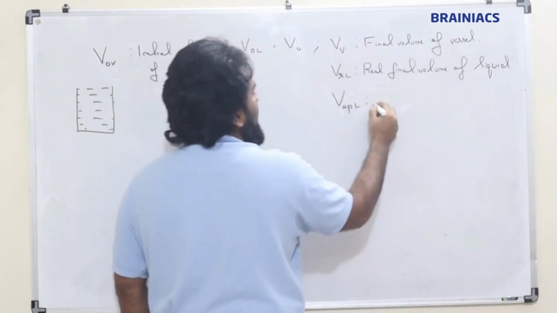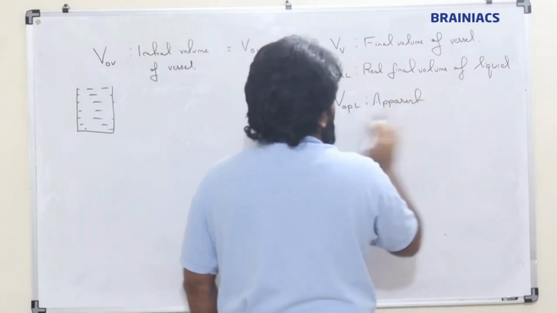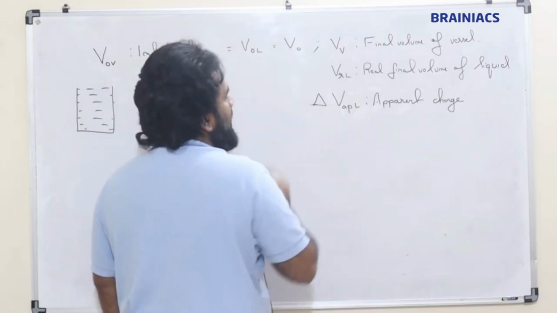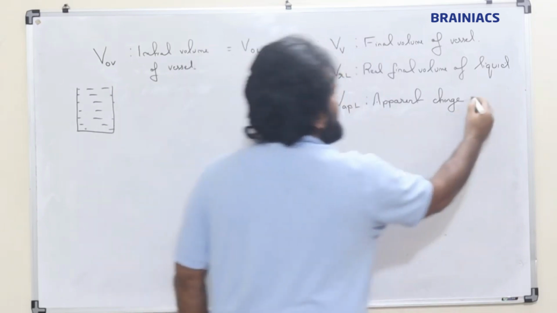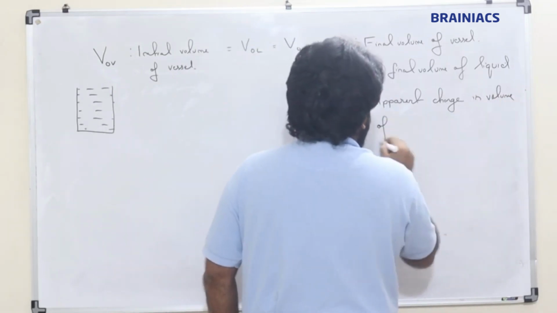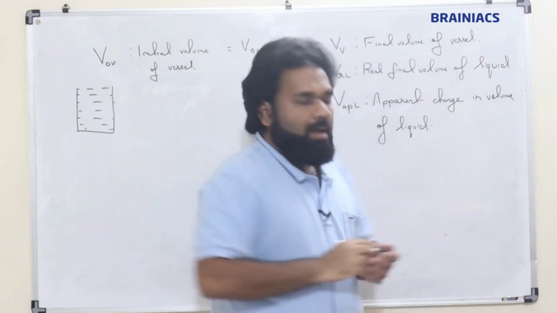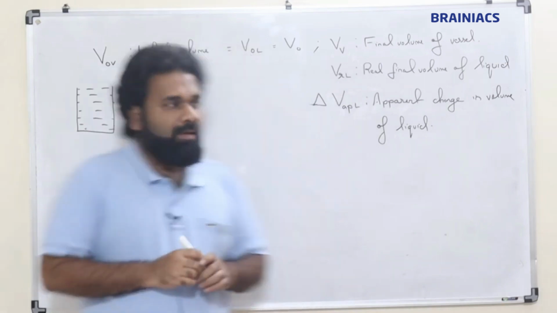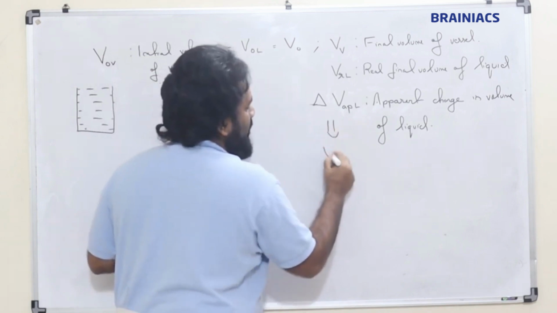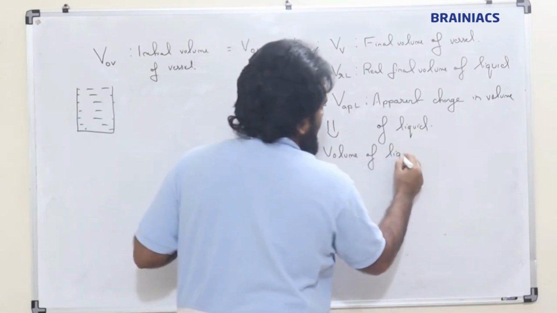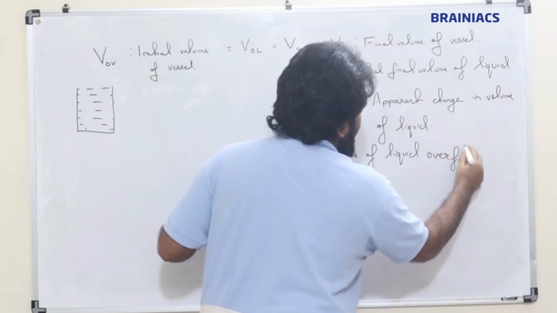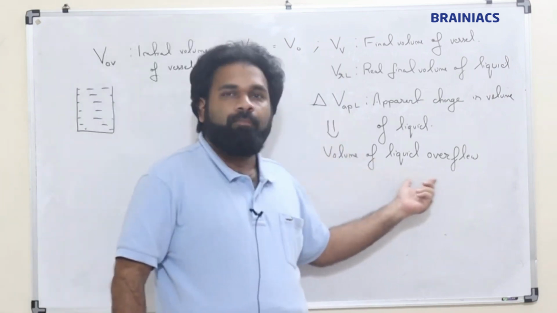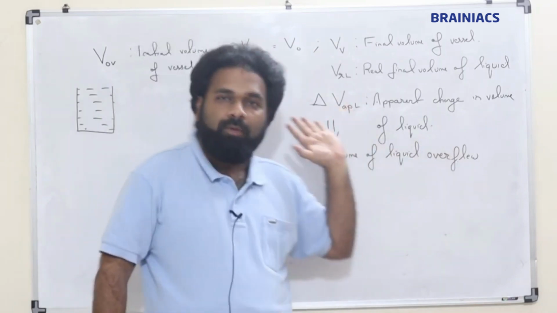Now apparent change. Suppose we put here delta V apparent liquid, the apparent change in volume of liquid. Now how to find the apparent change in the volume of liquid? Can I say this is the volume of liquid overflow? This is the volume of the liquid overflow. So the volume of the liquid overflow is what? Delta V apparent liquid. Clear?